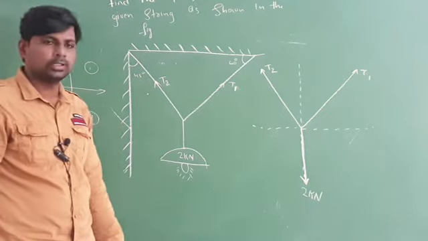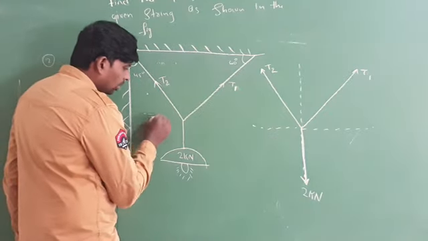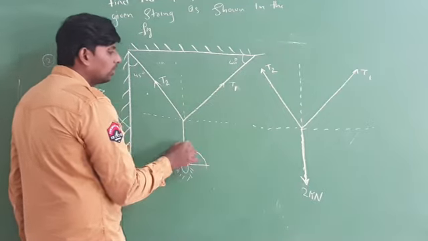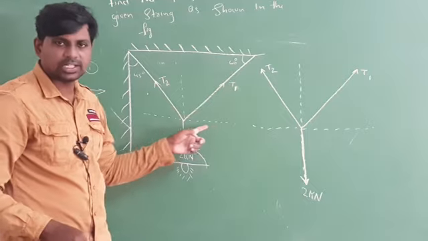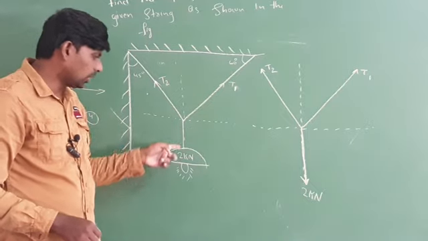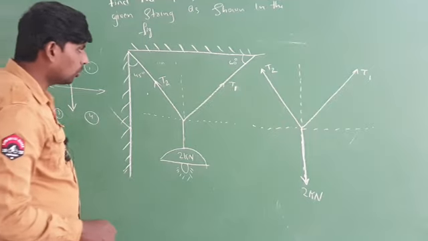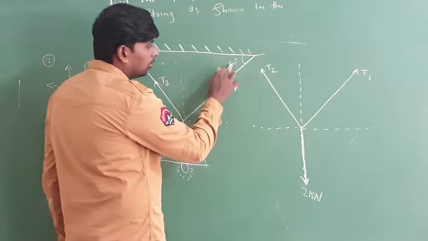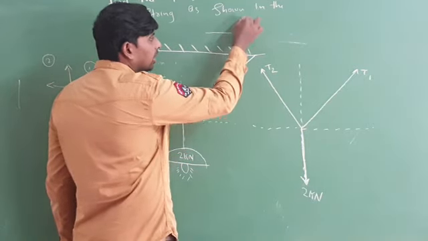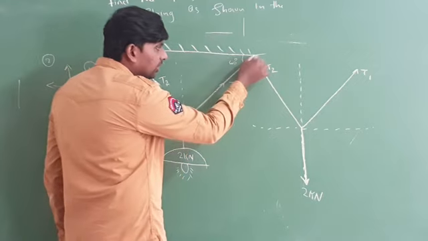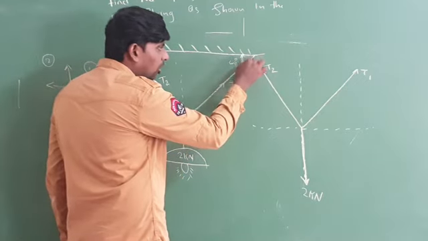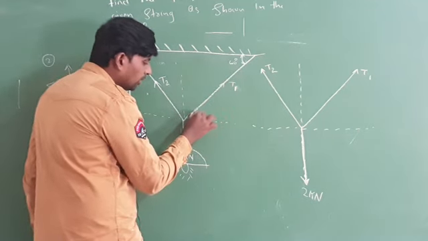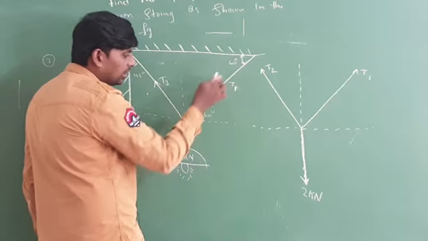So how to find that in your diagram? See, this one you have to assume as the X axis, and this one as the Y axis. I told you opposite angles are always equal. Here the angle is given with respect to horizontal. See, this one is the horizontal line and this one is the vertical line. Here it is given as 60 degrees, so this side also you have to take as 60 degrees, because opposite angles are equal.